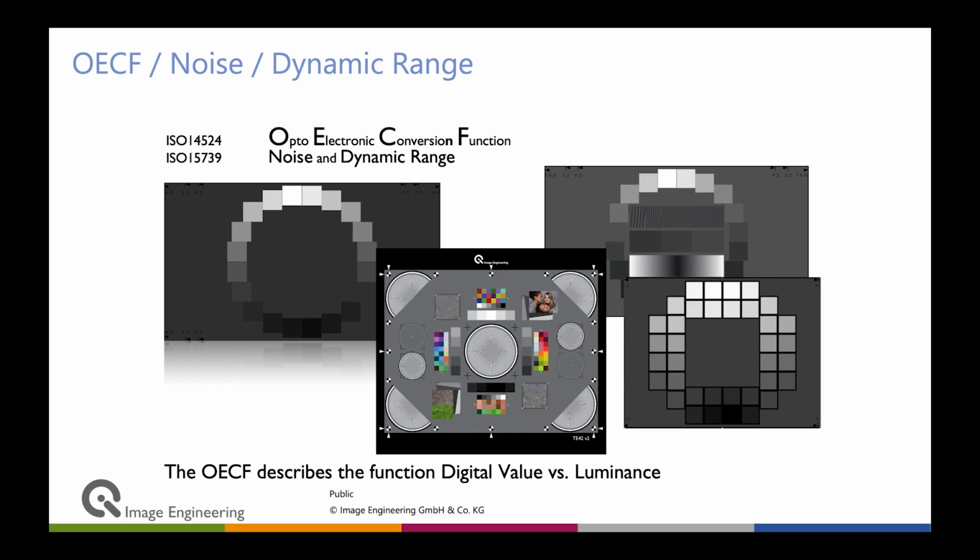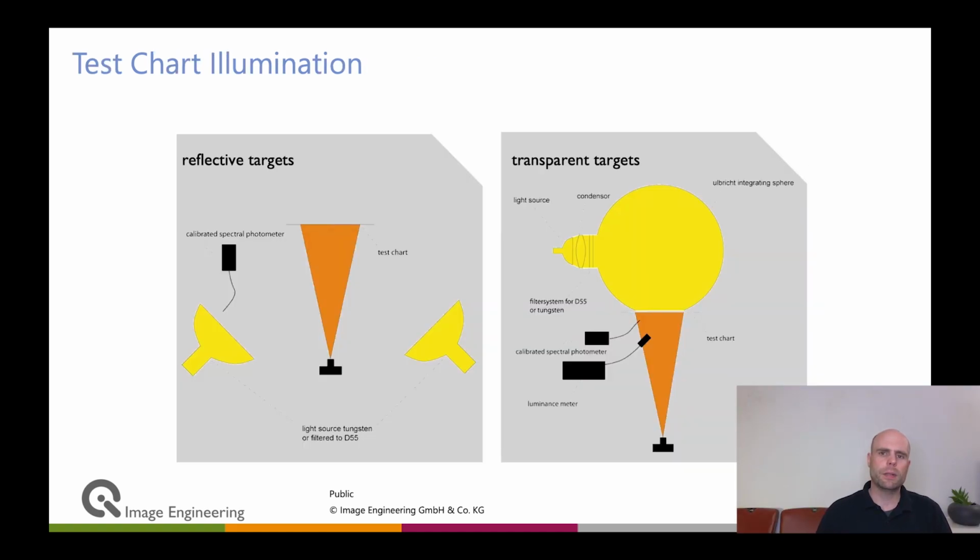You can have multiple test targets for that. It depends on the number of patches that you have, on the contrast or the dynamic range of the target itself, if it's manufactured in reflective or in transparent. So there are some decisions that you have to make when testing a camera or when choosing a test target for that. One important category of test targets is whether it is transmissive or reflective.